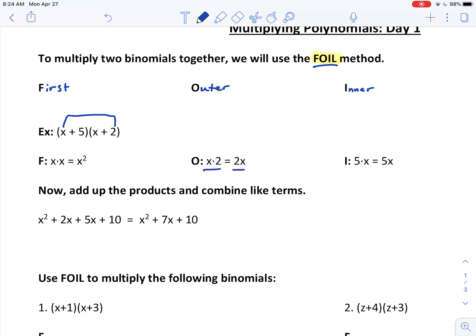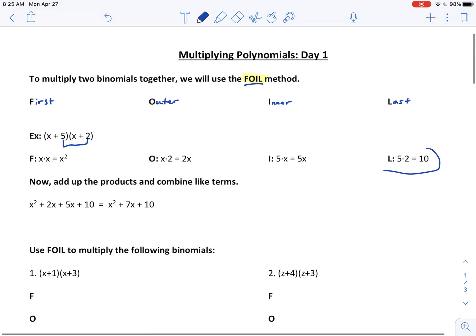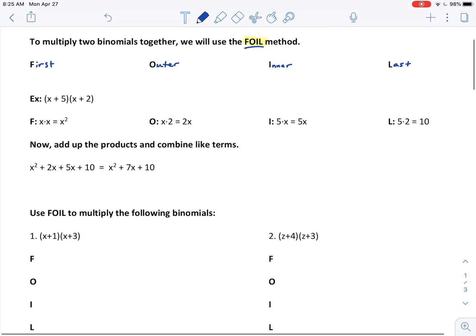As an example, here, foiling, we would take our first products, so the first term in each binomial. x is our first term here, x is our first term here, so our first product would be x times x, or x squared. Our second step would be the outers. So we did first, now we'll do the outer two, or x times 2, or 2x. Then we'll do the inner two, 5 times x, which is 5x. And our last, we'll do the last number in each binomial, 5 times 2. So the last is 10.